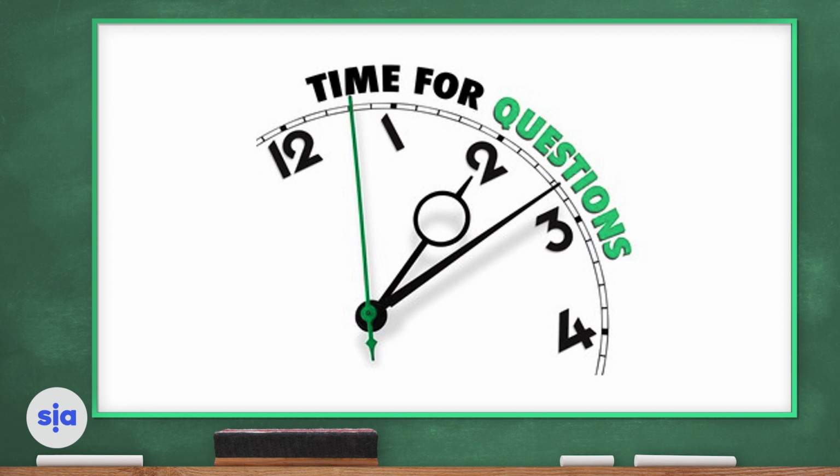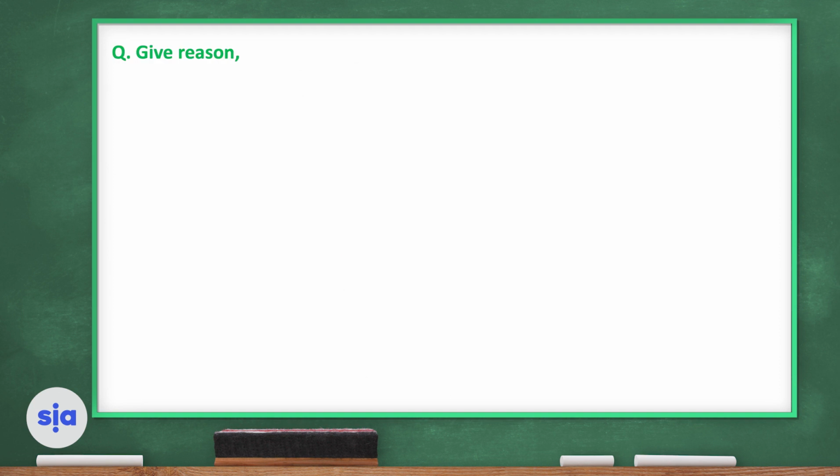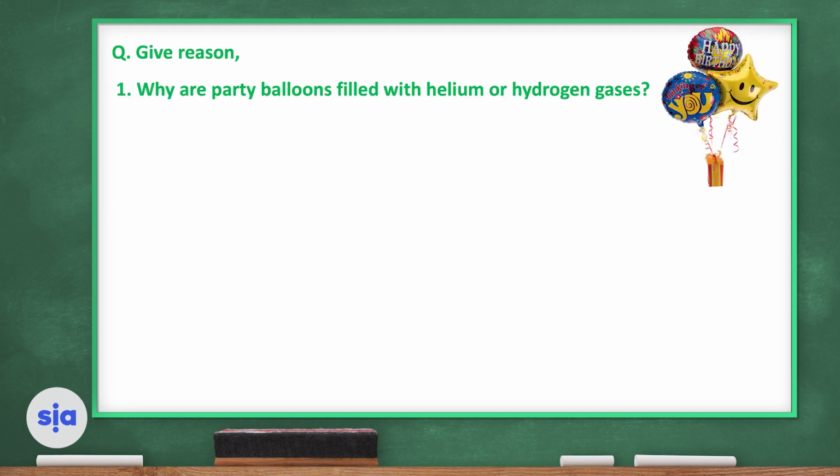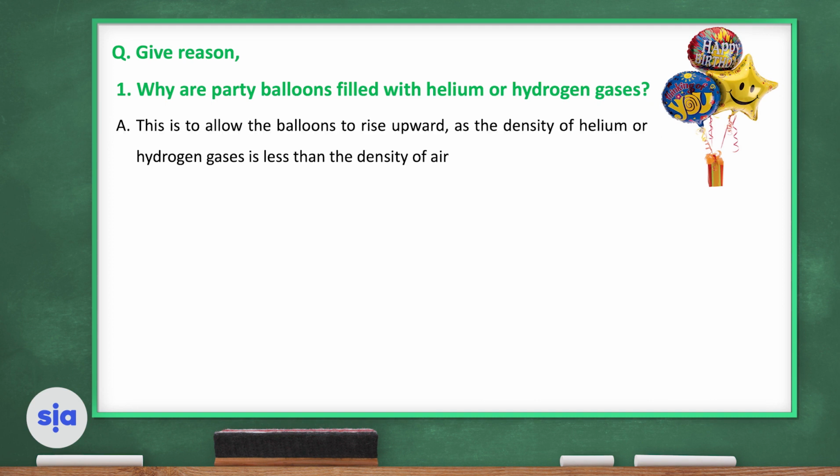So let's answer some questions together. Give reason. Why are party balloons filled with helium or hydrogen gases? You know the party balloons that rises up? We use them in carnivals and parties. They have to be filled with helium or hydrogen gases. That is because the density of helium or hydrogen is less than the density of air. So these balloons rise up.